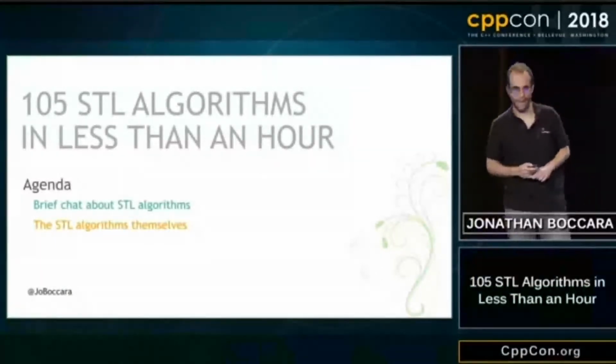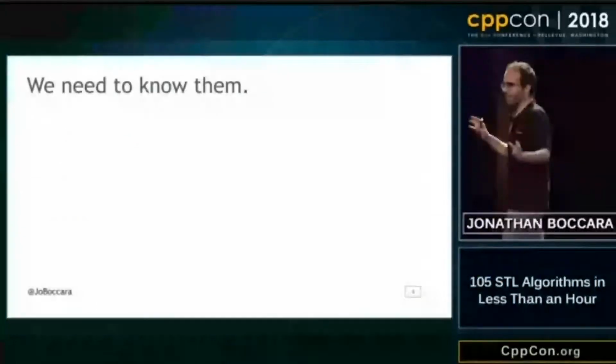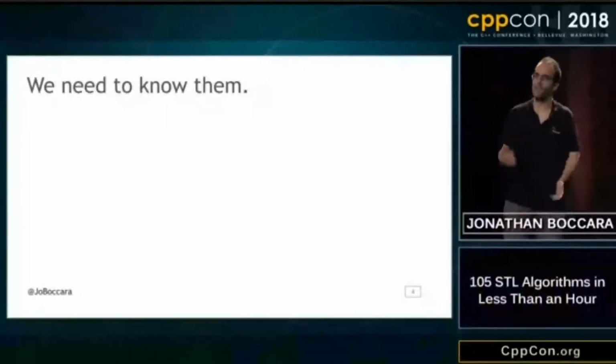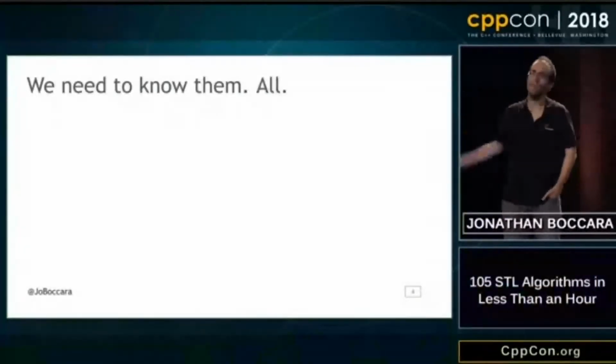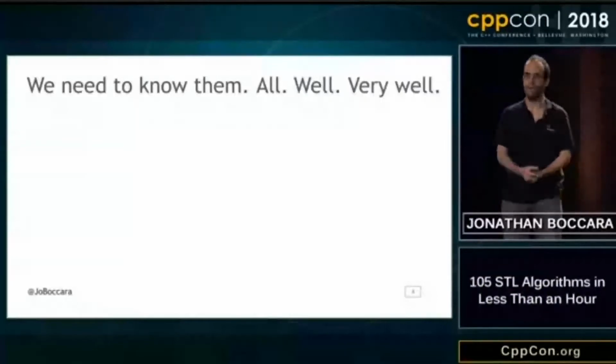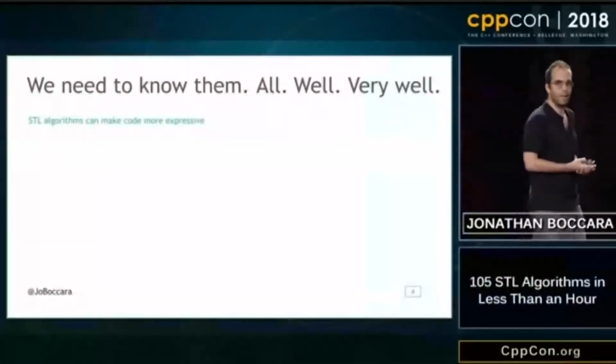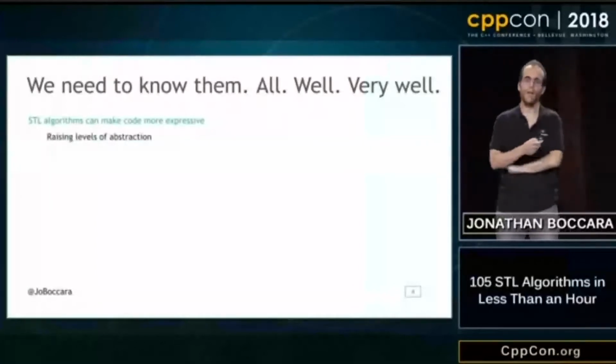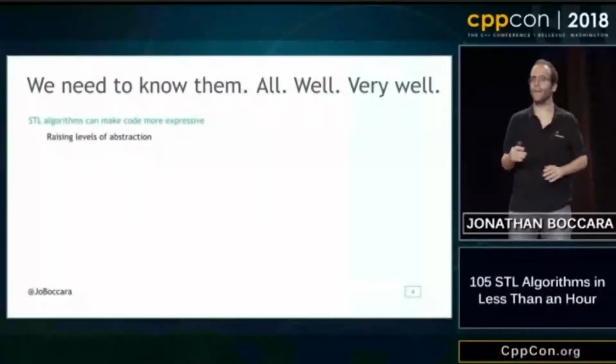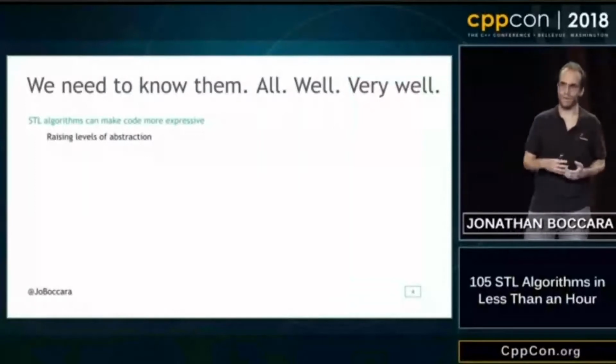All right? So there's this thing that's been popularized across the C++ community over the past few years. That's we need to know all the STL algorithms, and we need to know them well, very well. But why? Well, for one thing, they can make our code more expressive. And they do that by raising levels of abstraction, which means that they allow you to express what we want to do as opposed to how we want it executed.